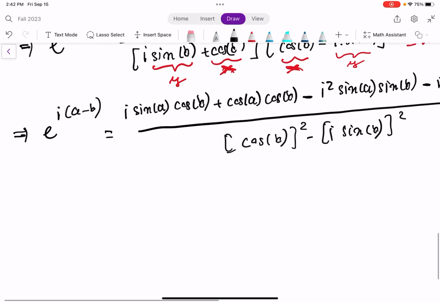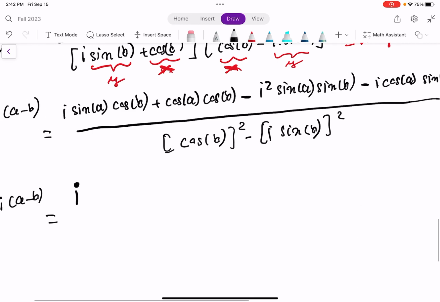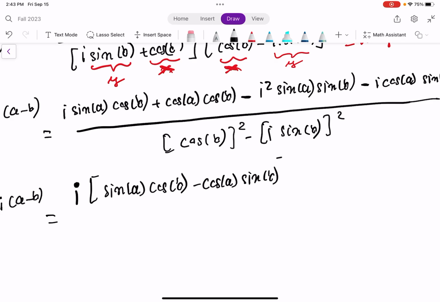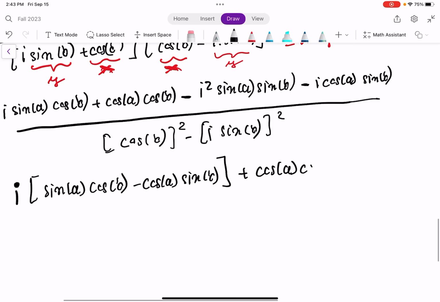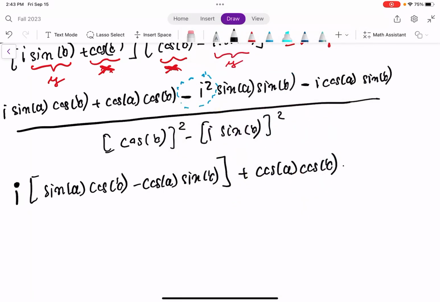Let's simplify everything. e to the power i(a minus b) remains the same. The numerator we take care of first. We know negative i squared is 1. I can group them just like in the previous problem. One group is the imaginary part: factoring out i, I get sine a times cosine b minus cosine a times sine b. The rest is cosine a times cosine b minus i squared sine a sine b, and minus i squared becomes plus 1, so plus sine a sine b, because recall i squared is negative 1, according to the definition of the imaginary number.